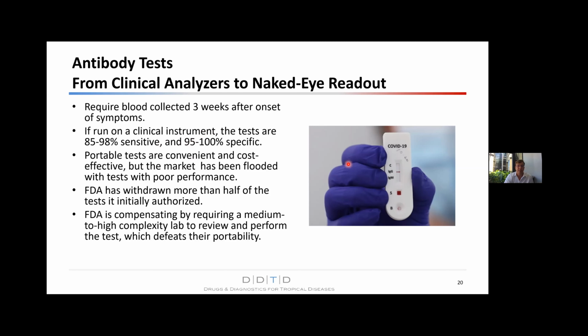The portable tests, like this one, are convenient and cost effective, but the market has been flooded with tests that have poor performance. So the FDA has withdrawn more than half of the tests that it initially authorized, and is compensating by requiring a medium to high complexity lab to review and perform the test. And that really defeats the portability of these tests. I should add that there are ways around it, and you can submit additional data to the FDA to have the test at least authorized to be used at the point of care. But anyways, right now you cannot use these at home.